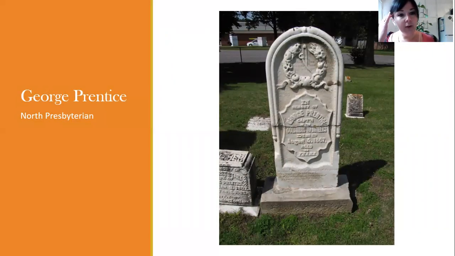Also laid to rest in the North Presbyterian section is a man named George Prentice. He was born in Scotland in 1835, and his family arrived in Canada sometime between 1851 and 1857. On January 1st, 1858, George married a woman named Caroline Alexander, and together they had 5 children. He was a blacksmith by trade, but as indicated on his headstone, he was also the captain of the Columbus Volunteer Rifle Company.